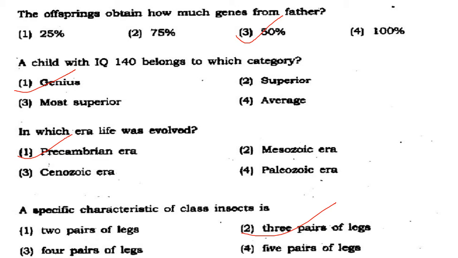A child with IQ 140 belongs to which category? Option 1 genius, 2 superior, 3 most superior, and 4 average. Answer is option 1, that is genius.